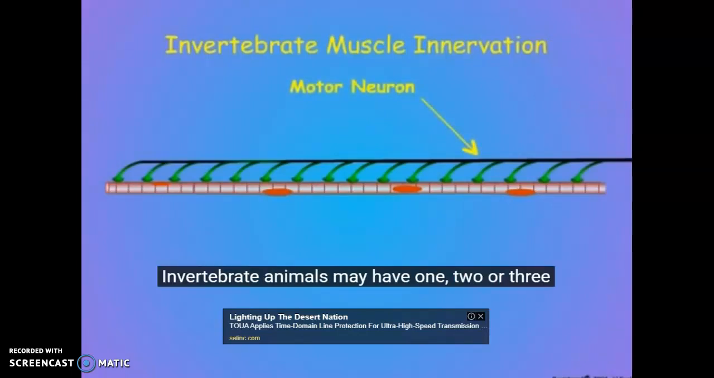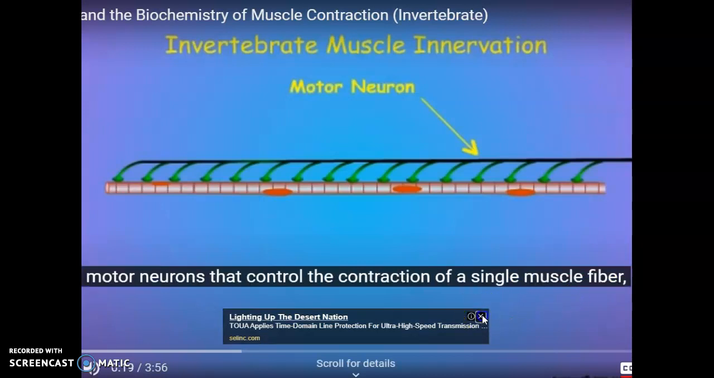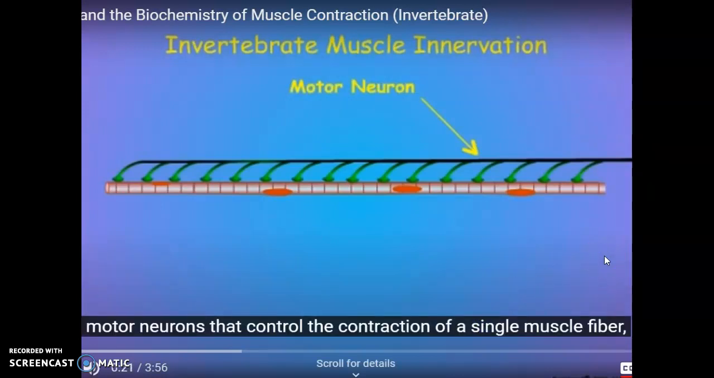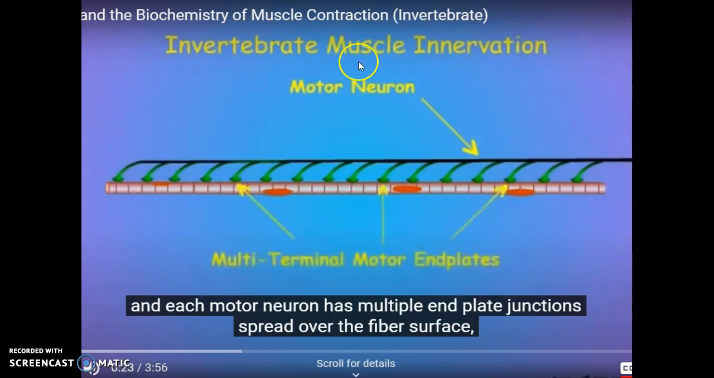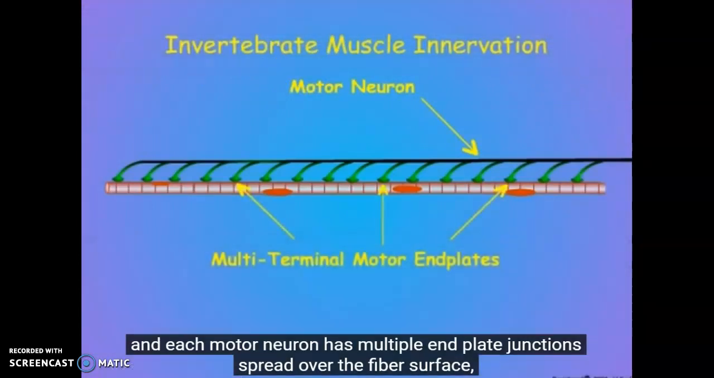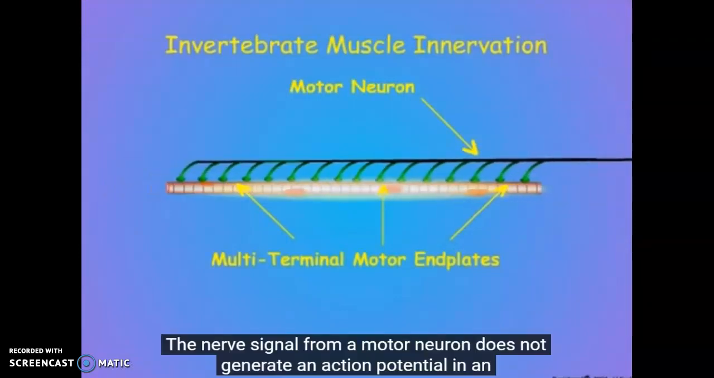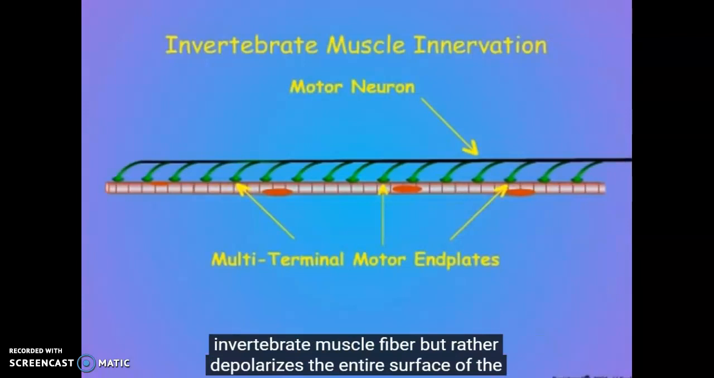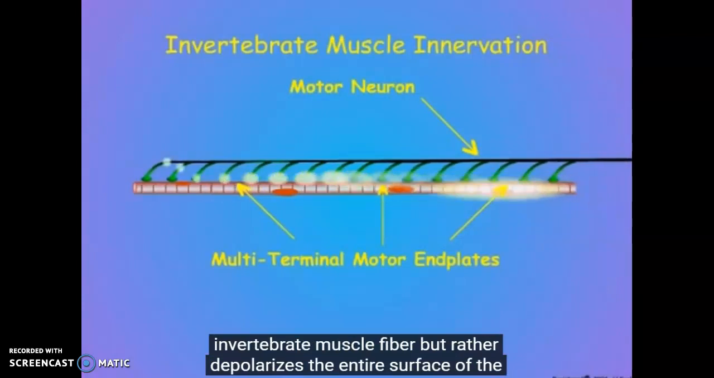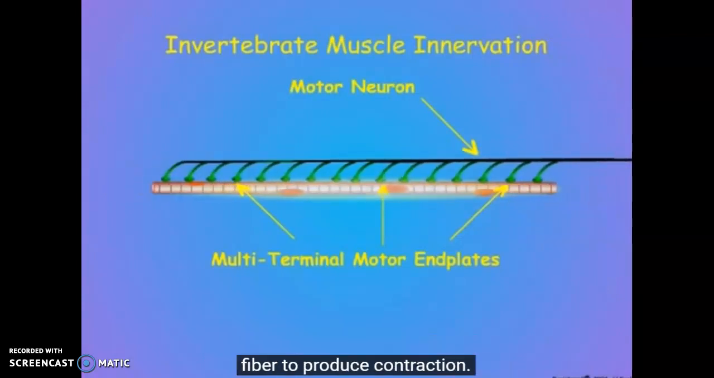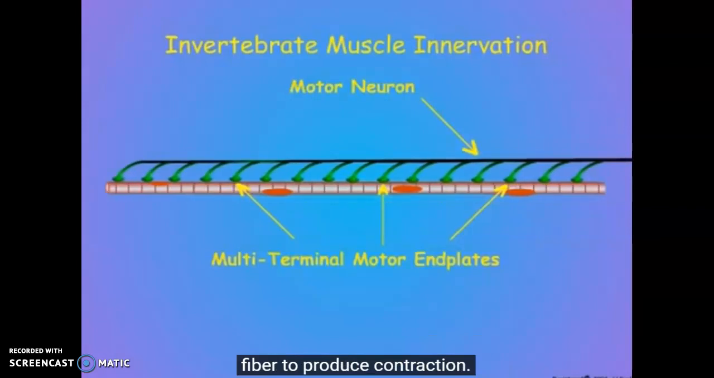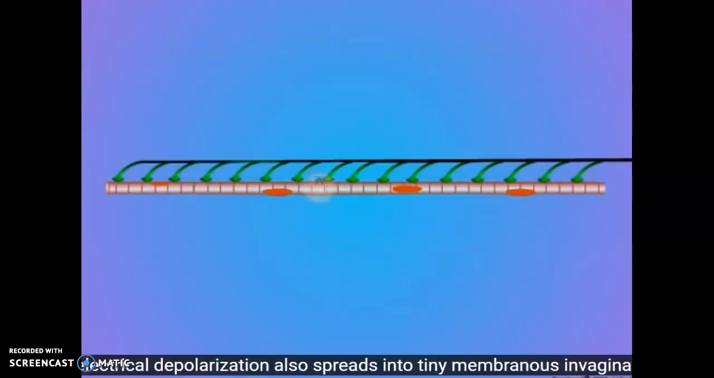Invertebrate animals may have 1, 2, or 3 motor neurons that control the contraction of a single muscle fiber. Don't worry about that detail. Each motor neuron has multiple end-plate junctions spread over the fiber surface. The nerve signal from a motor neuron does not generate an action potential in an invertebrate muscle fiber, but rather depolarizes the entire surface of the fiber to produce contraction. And again, that doesn't apply to humans.